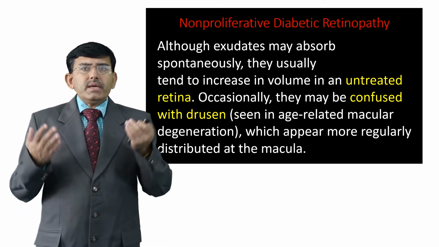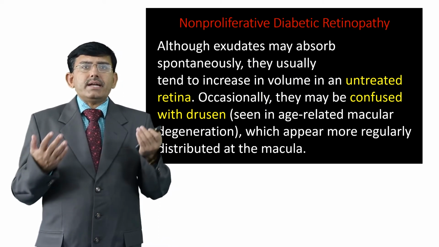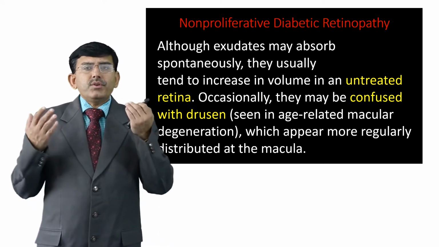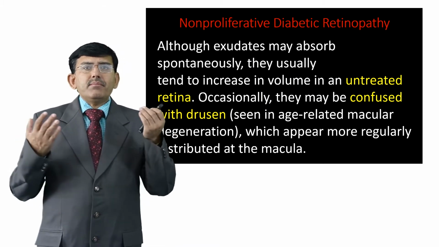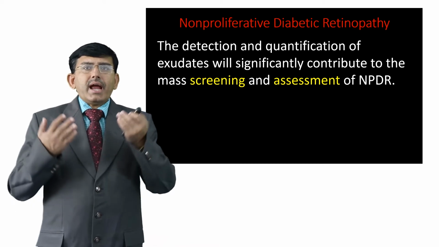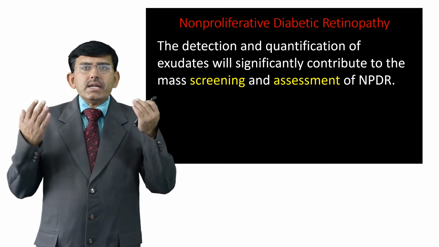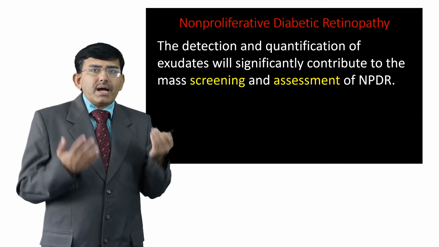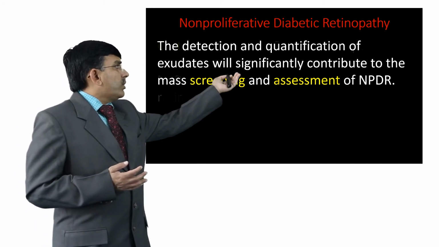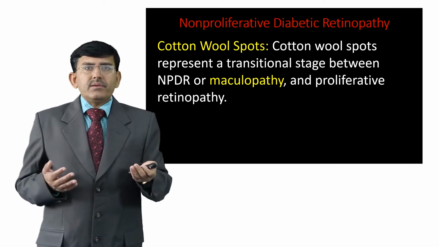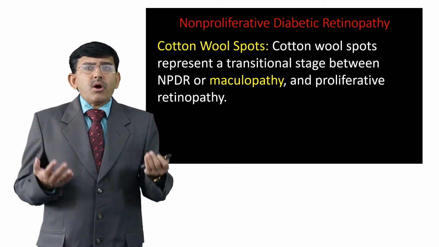Occasionally, they may be confused with drusen, seen in age-related macular degeneration, which appear more regularly distributed at the macula. The detection and quantification of exudates will significantly contribute to the mass screening and assessment of non-proliferative diabetic retinopathy. Next lesion is cotton wool spot.